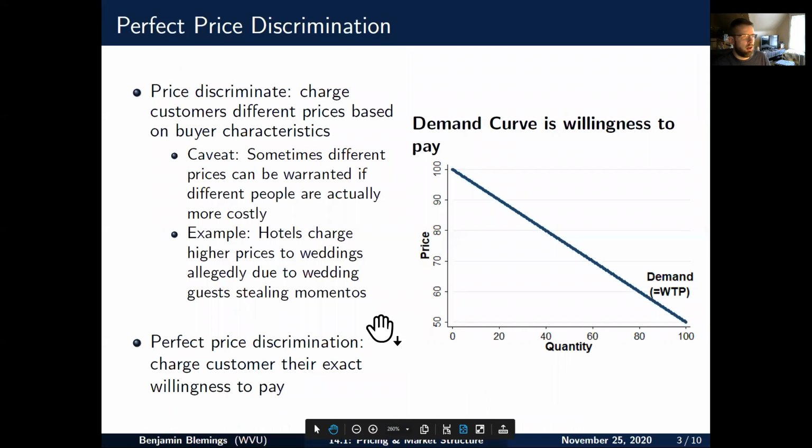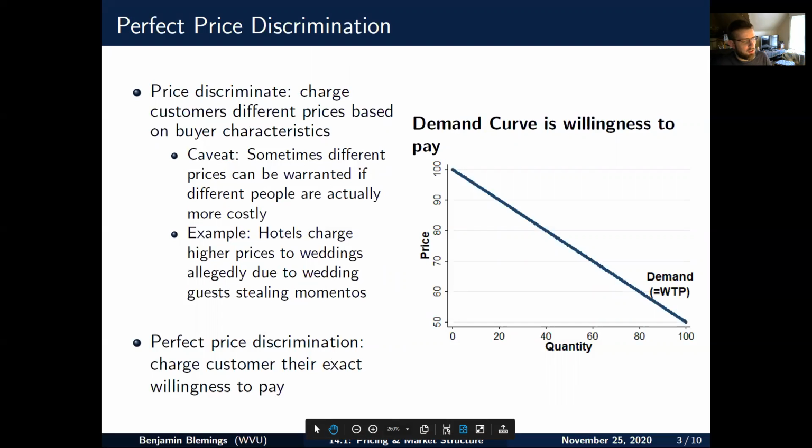Perfect price discrimination, well, let me just talk more about regular price discrimination first. Charge customers different prices based on their characteristics. Caveat: sometimes different prices can be warranted if different people are actually more costly. The book's example was hotels charging higher prices to weddings because wedding guests steal mementos, and so maybe they are actually more expensive. Take that as you will.